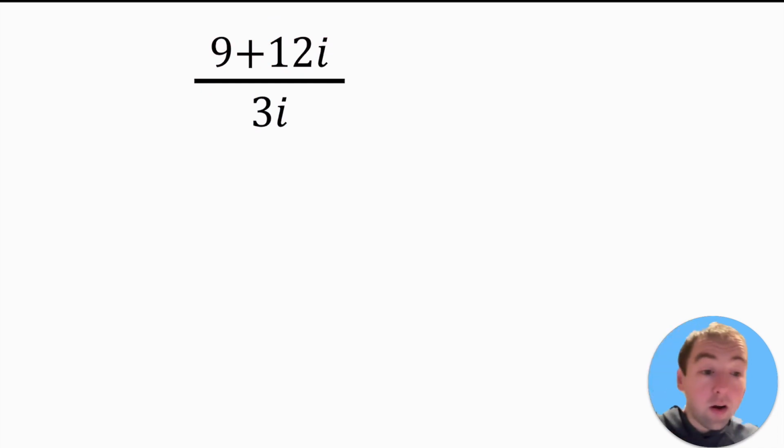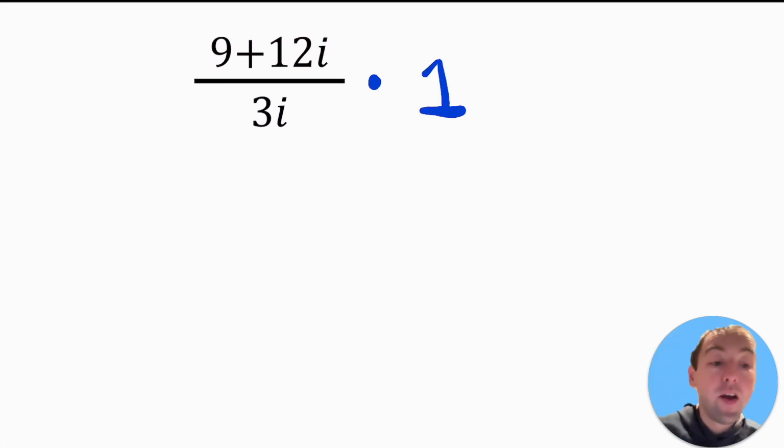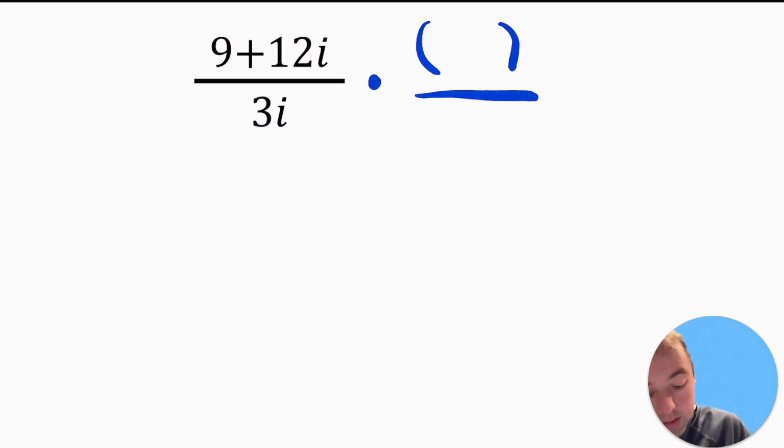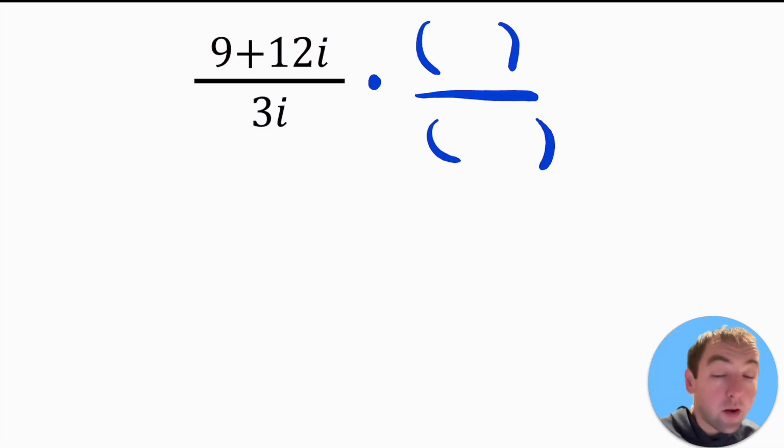So what we're always going to do whenever we're trying to divide complex numbers is multiply, but you're going to multiply by 1, okay? Because it's not going to change the value of the number when you multiply by 1. What you're actually going to multiply by is the same thing over the same thing.